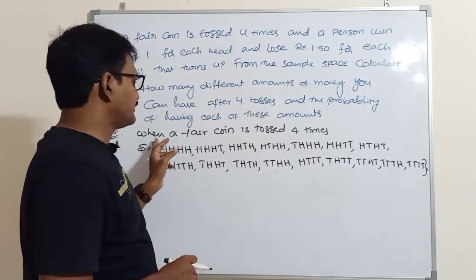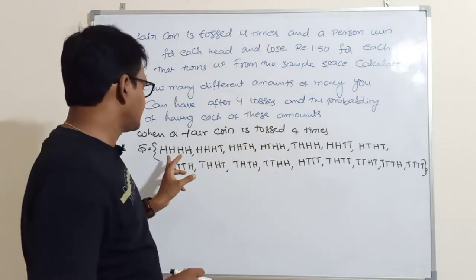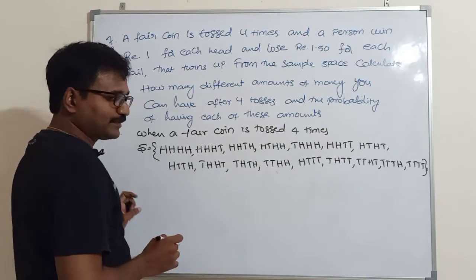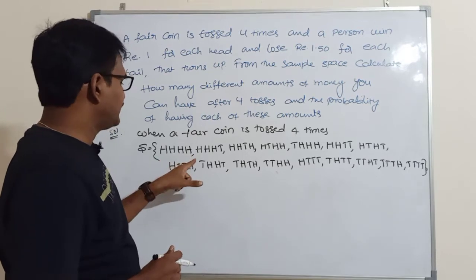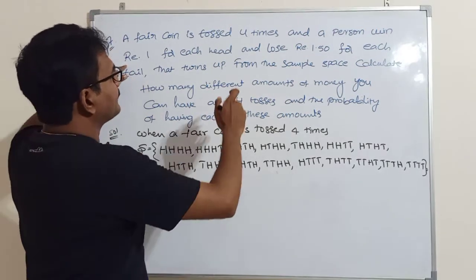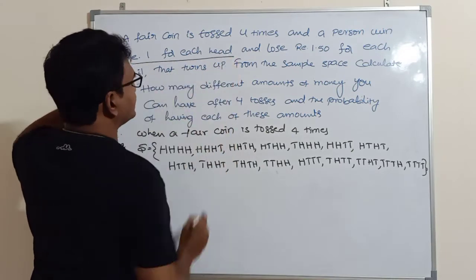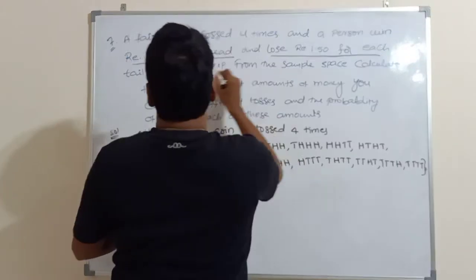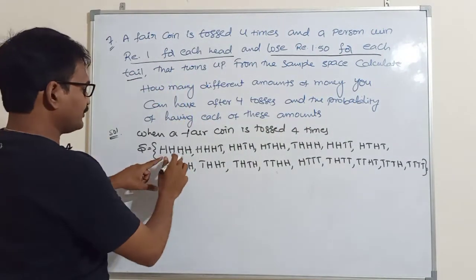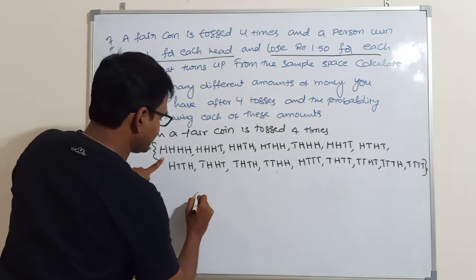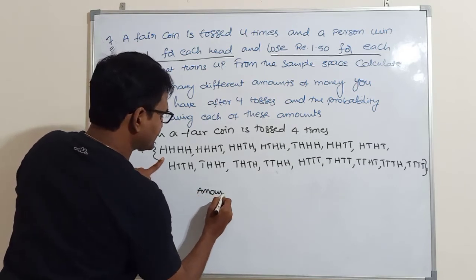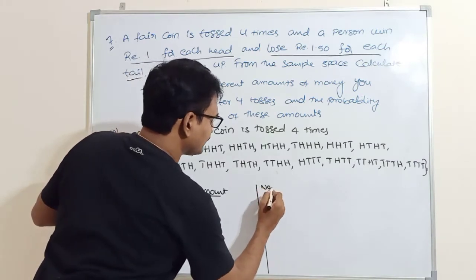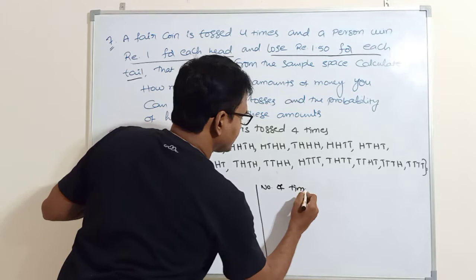If you observe this problem, when a fair coin is tossed 4 times, these are the sample points. If you observe the first sample point, all are heads. Heads means gaining, so 1 rupee for each head. Next, he will lose 1.5 for each tail. So if 4 heads are there, then you will get 4 rupees. Amount, you will get 4 rupees. Here, number of times occurred.